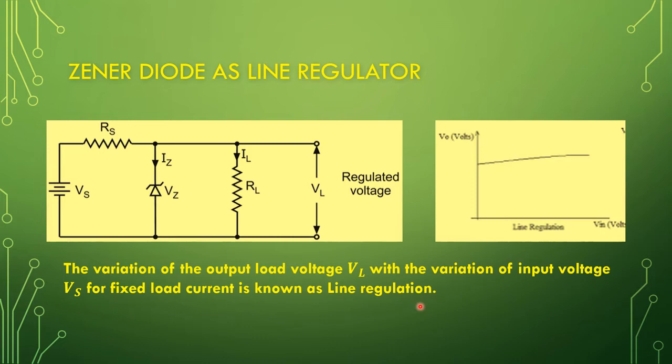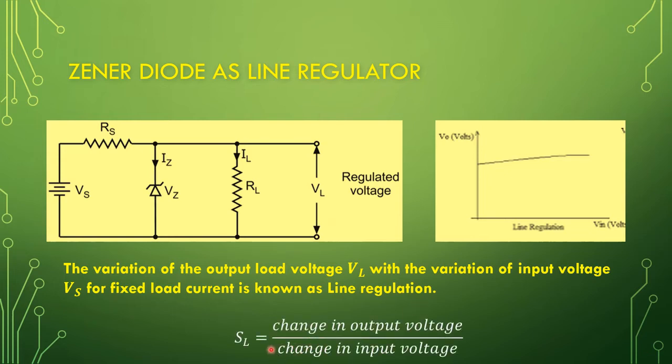Okay, so here as a measure of regulation we may introduce the input regulation factor SL, that is defined as change in output voltage divided by change in input voltage. Okay. The smaller the value of SL, the better the regulation. So this is the fundamental topic of Zener diode as a line regulator.